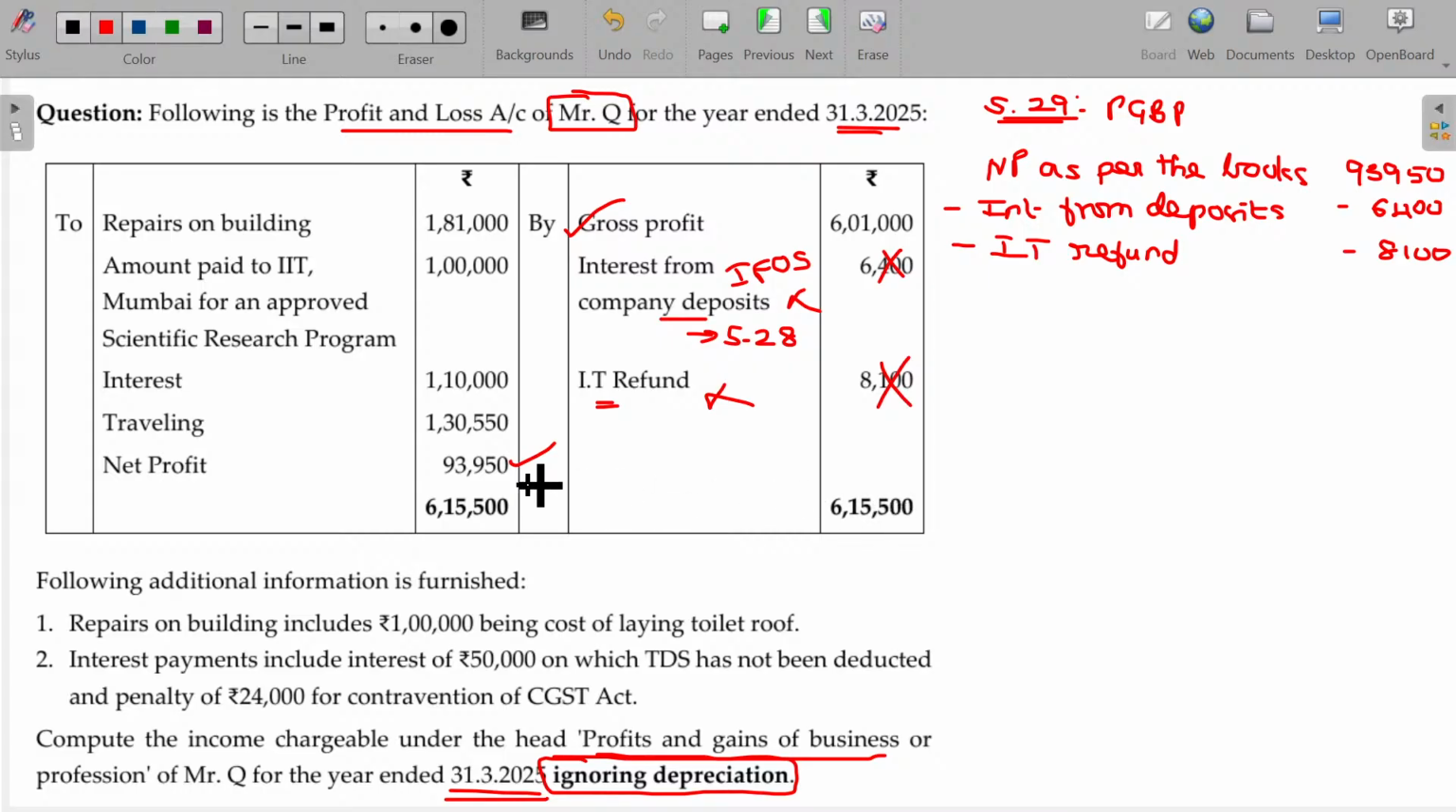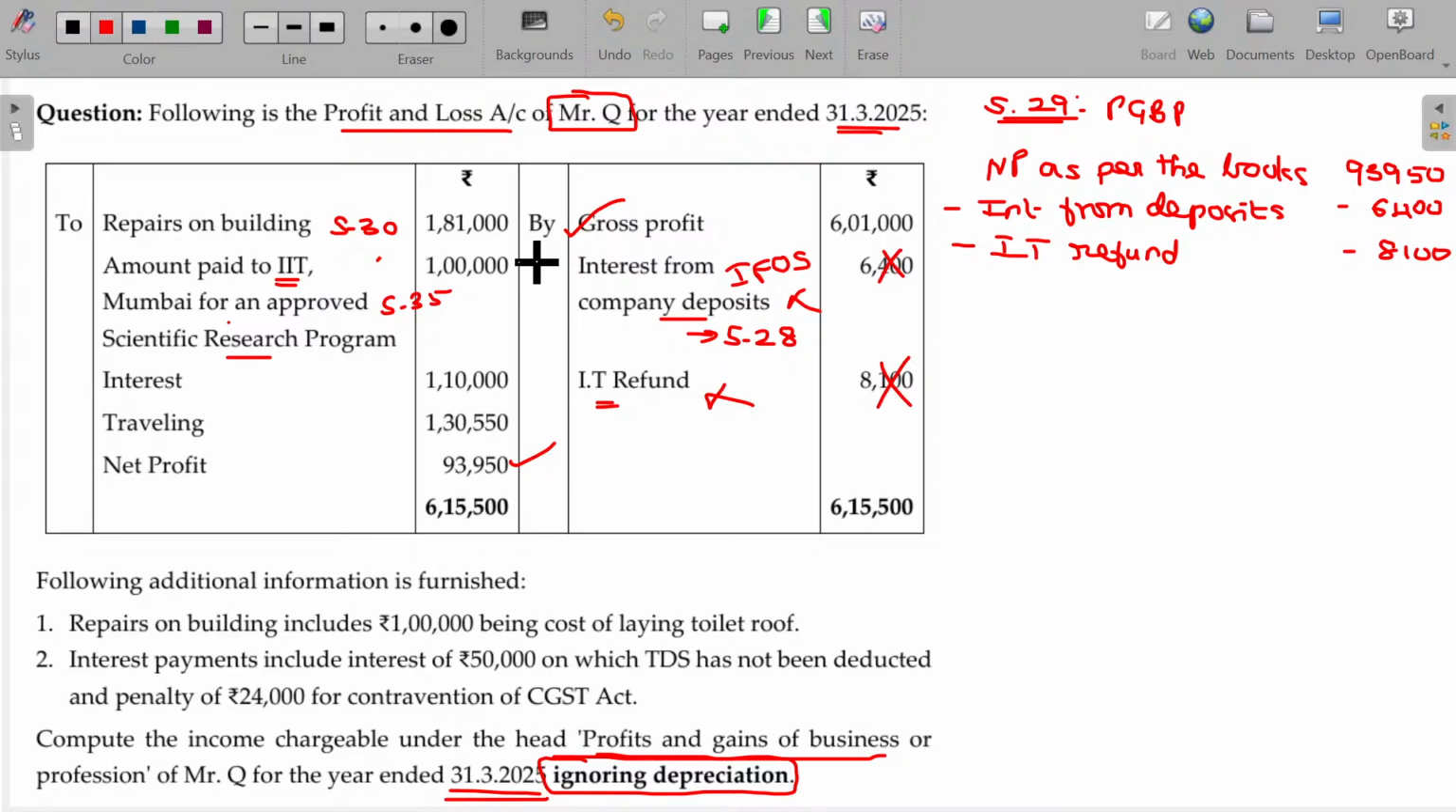If I remove this, then it will reduce and ultimately net profit will reduce. Repairs and building allowable related to the building expenses can be claimable under section 30. Amount paid to IIT Mumbai for an approved scientific research program will be claimable under section 35. So first this will be disallowed and then you can claim the deduction under section 35.